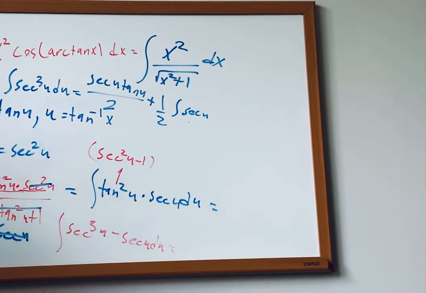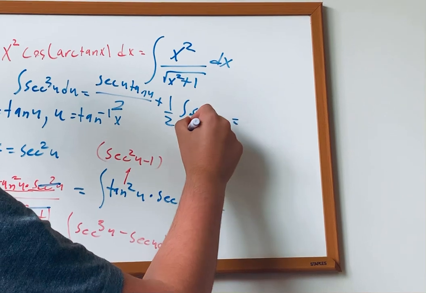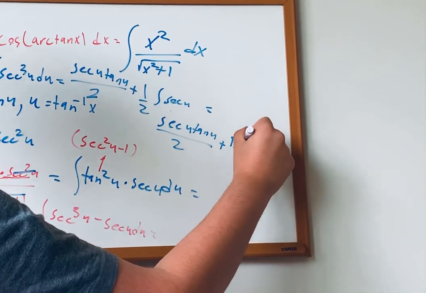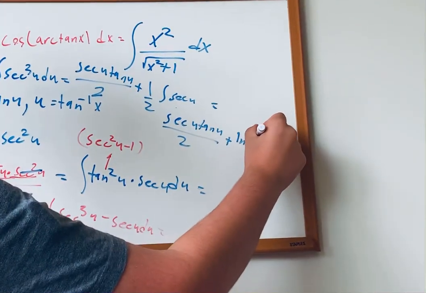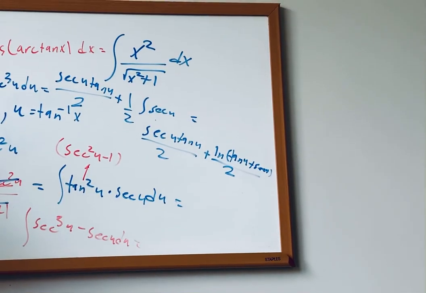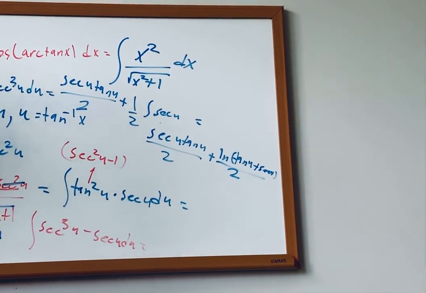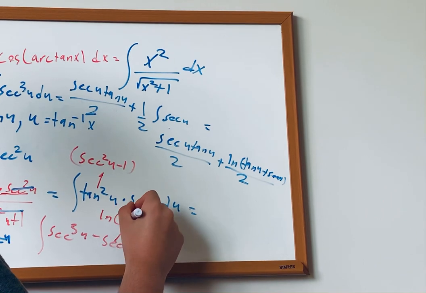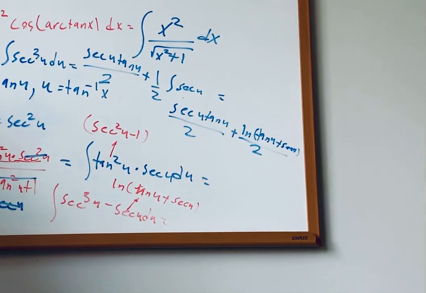And now what is the integral of secant u? The integral of secant u is the natural log of tangent u plus secant u. So this will be equal to secant u times tangent u over 2 plus the natural log of tangent u plus secant u, over 2. This will be the integral of this. And because we have another secant u integral here, it is also equal to the natural log of tangent u plus secant u. So our final answer is just adding these.